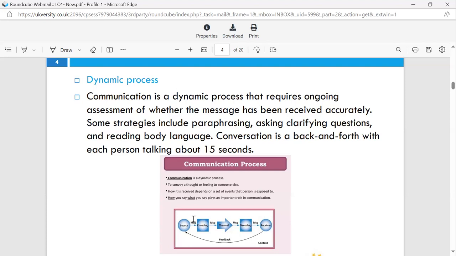So some strategies include paraphrasing, asking clarifying questions. So if you are asking someone something, you want them to clarify it again and again. And reading body language. Why is it important to read someone's body language? Because someone may actually say something and yet their body language is saying something different.